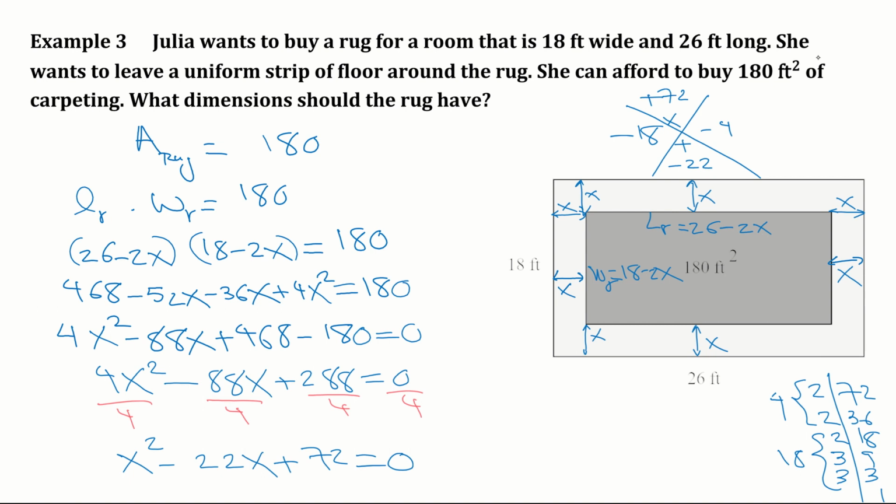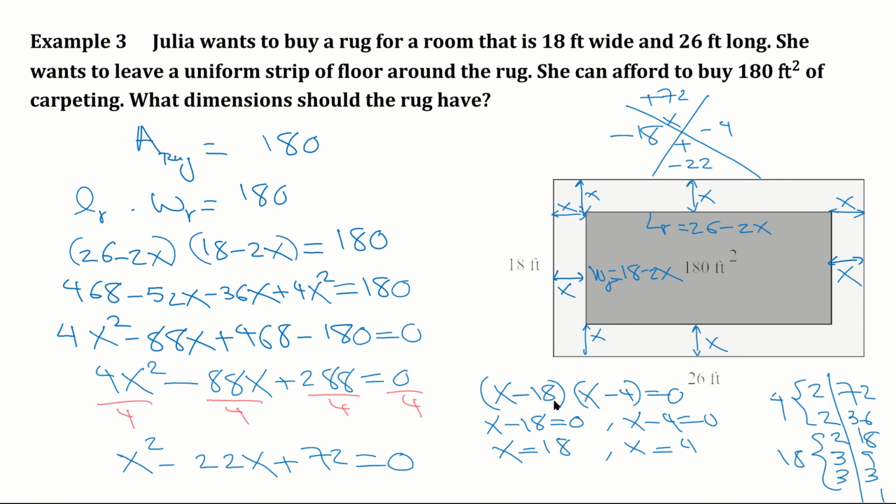So we have x minus 18 times x minus 4 equals 0. So either x minus 18 is 0 or x minus 4 is 0. So this gives us x equals 18 or x equals 4.